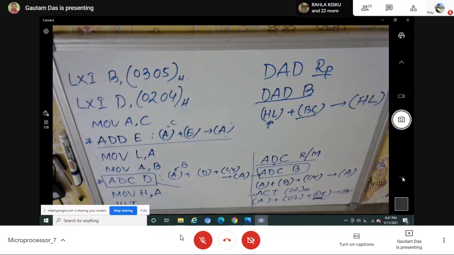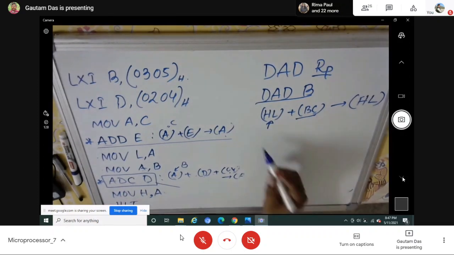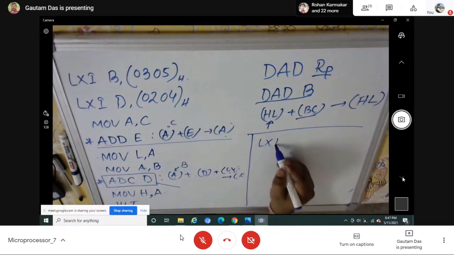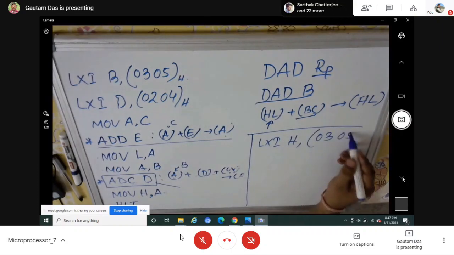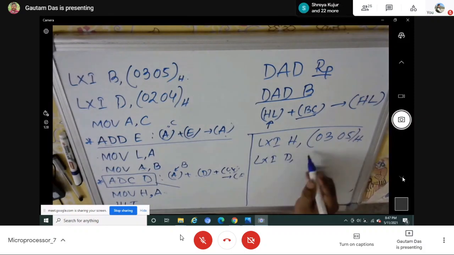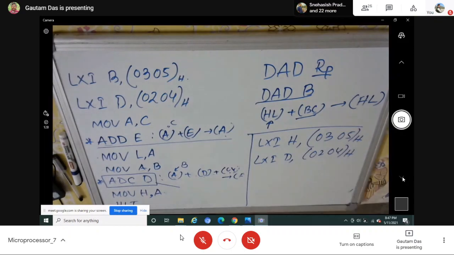That means if you want to replace this program using that instruction, what you have to do is, out of these two data, store one, suppose 0305, in HL, and another data, suppose LXI D, you have stored 0204 in the DE register pair. That means you have taken these two 16-bit data in two register pairs. But remember, one data must be in HL. Then only you write DAD D.